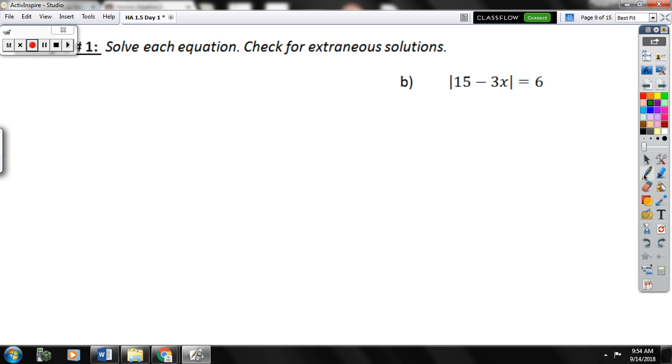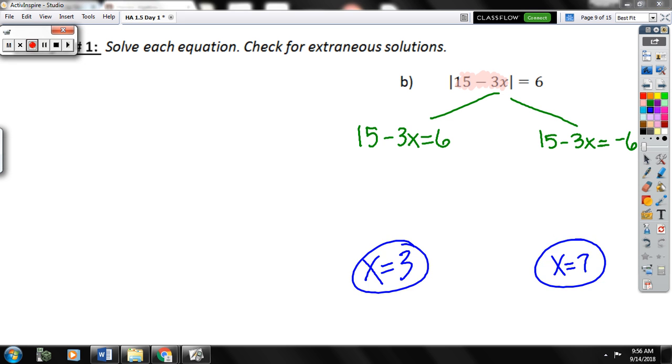Why don't you guys try this one on your own? I'll set it up for you, and we're going to take what's inside the absolute value and set it equal to a positive and a negative 6. Go ahead and we should be saying yes. We do both check. Does anyone need me to show the work for that? Should we not get 3 or 7? Okay.